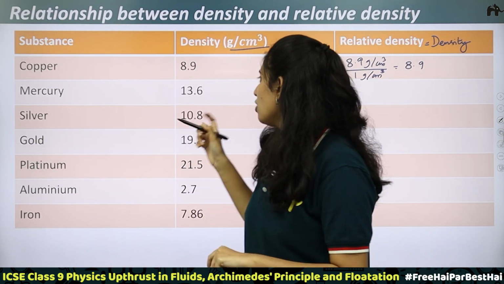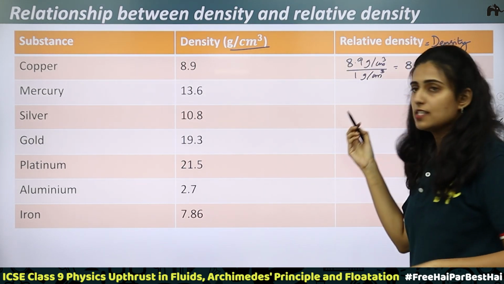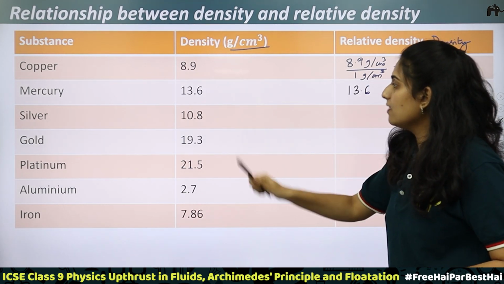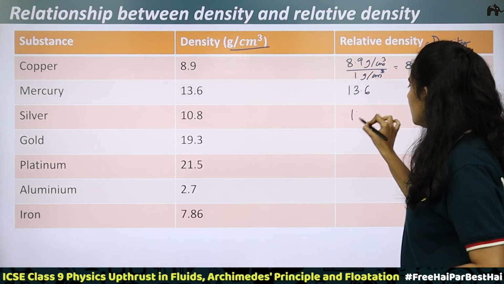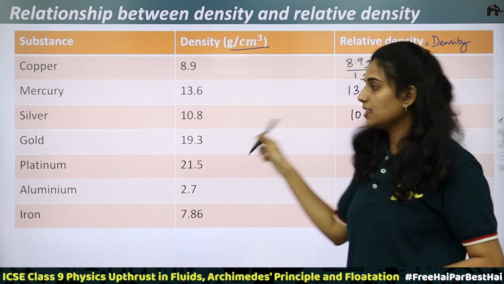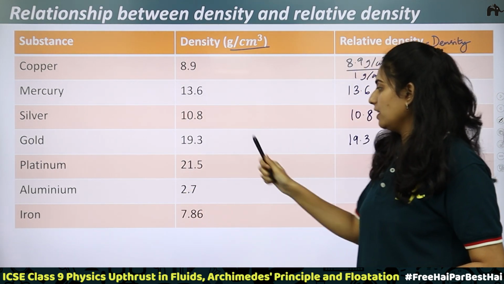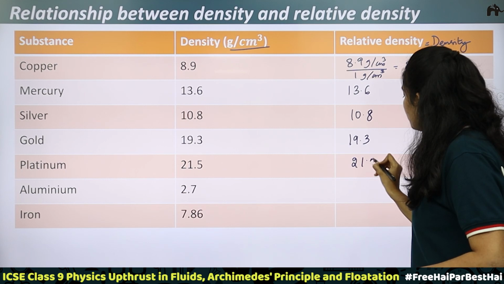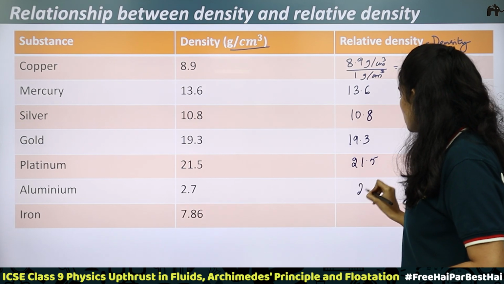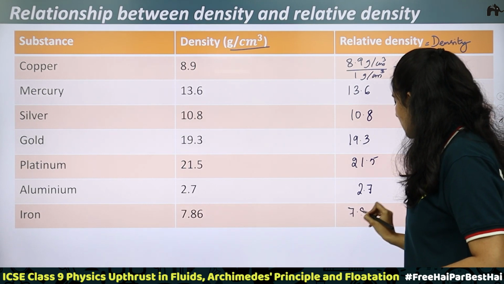Now the second one, mercury. For mercury, the density in gram per centimeter cube is 13.6. What is the relative density then? 13.6 divided by 1, which is equal to 13.6. For silver, 10.8 is the density. Relative density is 10.8. Next for gold, the density is 19.3. Relative density will also be 19.3. For platinum, 21.5. 21.5 is the relative density. Aluminium, 2.7. Relative density is also 2.7. Next, iron, 7.86. Relative density is also 7.86.